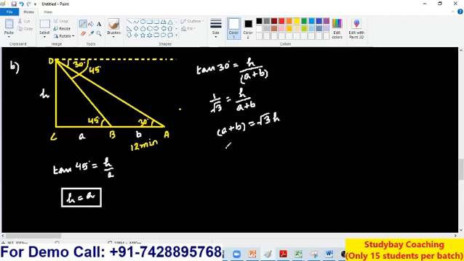So we can say that a plus b equals root 3 into h. Or you can put the value of a as well, like a plus b is equal to root 3a. Now b equals root 3a minus a, or b equals root 3 minus 1 into a.